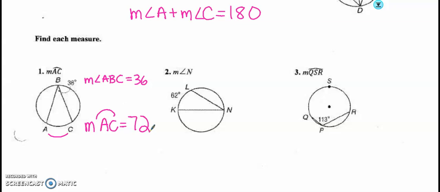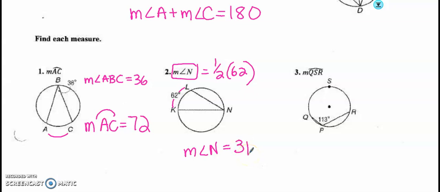If we go to number 2, this 62 is arc KL or LK. So the measure of angle N has to be half of 62, the arc it intercepts. So the measure of angle N equals 31.